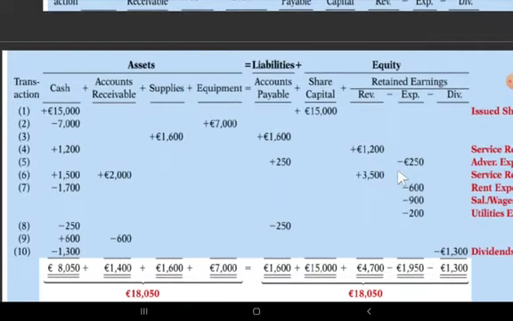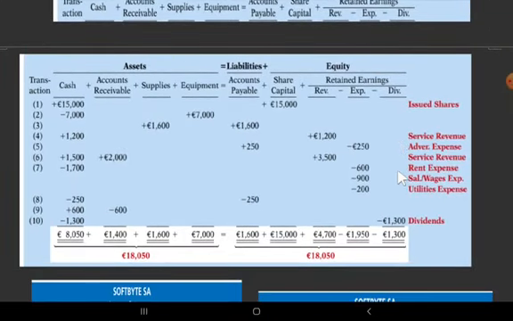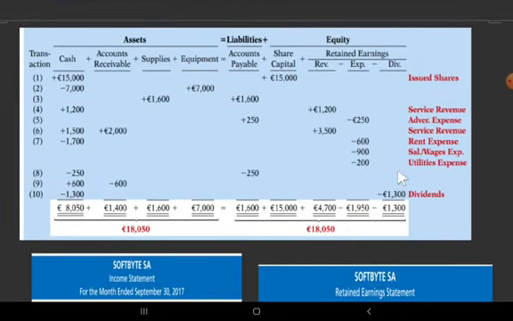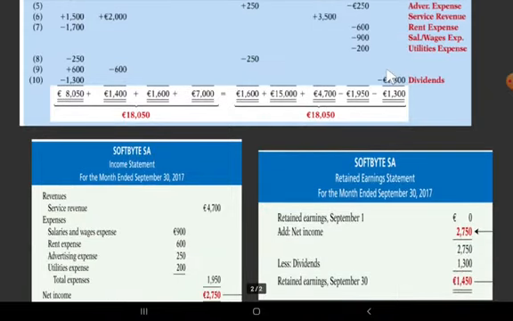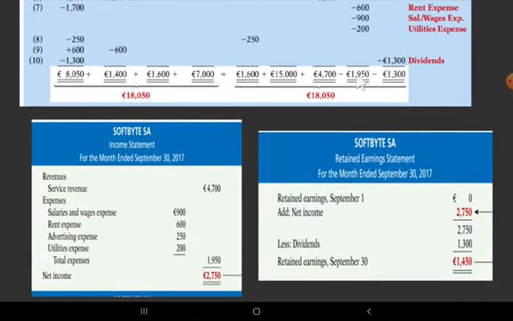Let us construct the financial statements, or statement of financial position, as we have already done this transaction in the previous video. Under assets, there is cash, accounts receivable, supplies and equipment. All of them are included under assets. There is accounts payable under liabilities, plus share capital included under equity. And retained earnings is revenue minus expenses minus dividends. When we construct financial statements, first of all we should prepare the income statement.